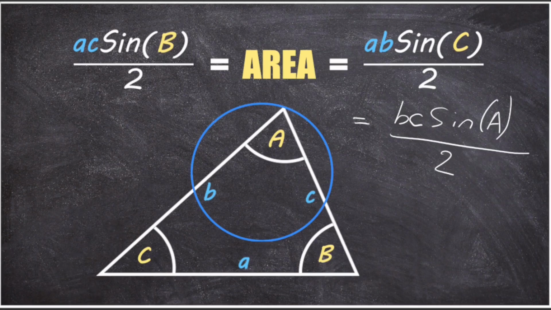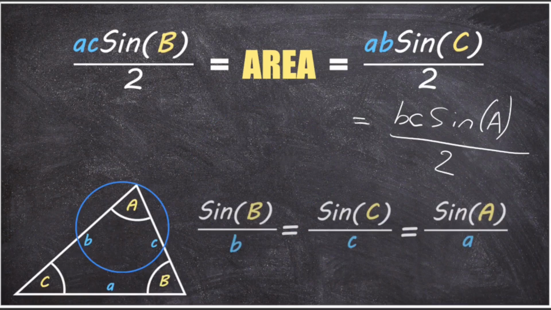I'm not going to leave you empty-handed though. I'm going to give you a clue so that you can figure out for yourself that this new formula has exactly the same value as the other two, and so it can be used to find the area of a triangle. I'm leaving you the sine rule that says sine B over B equals sine C over C equals sine A over A, and if your algebra is good enough, you should be able to figure out B times C times sine A over 2 gives the area of this triangle.